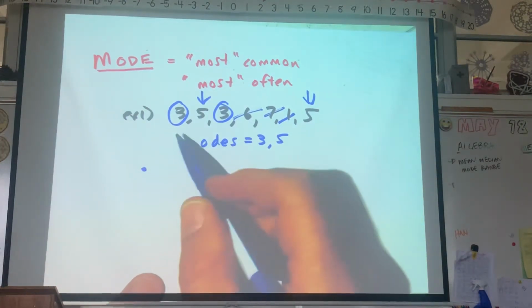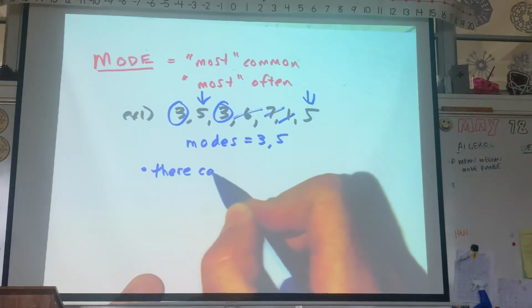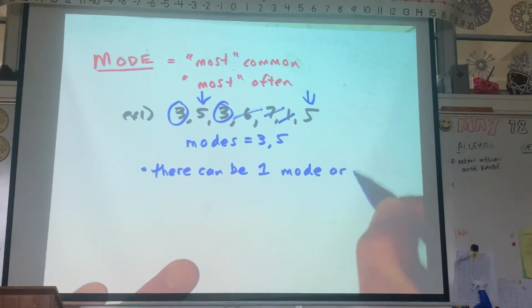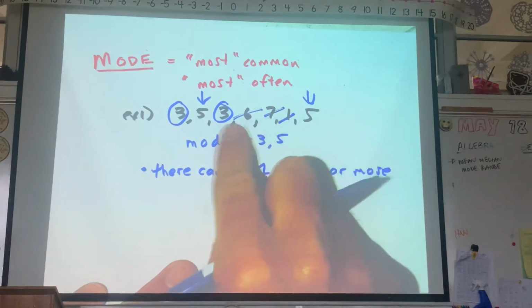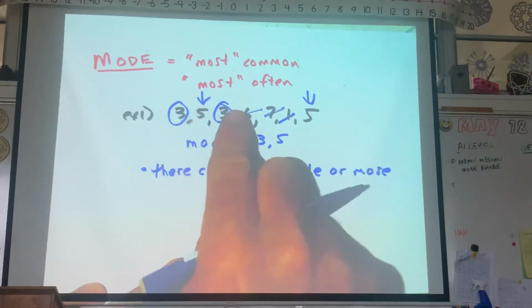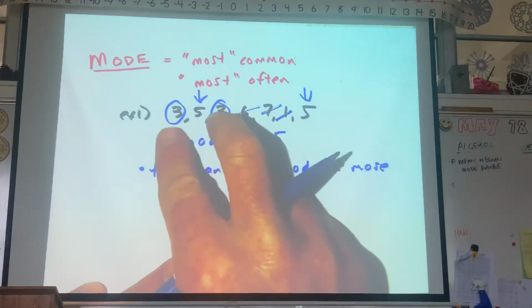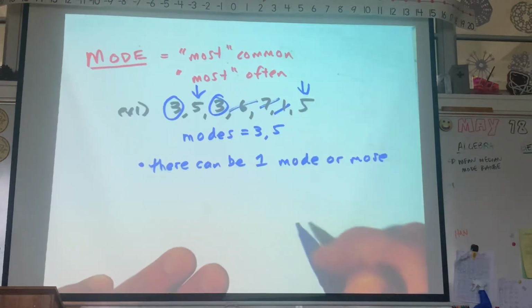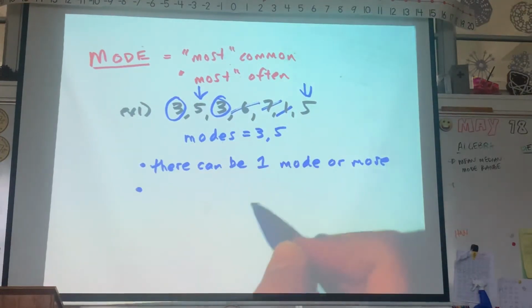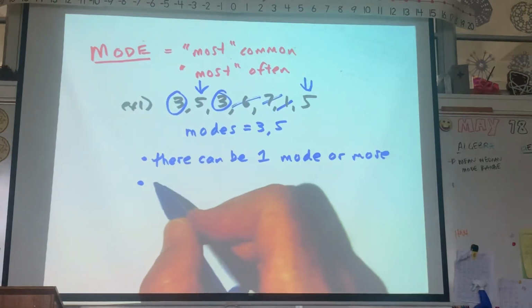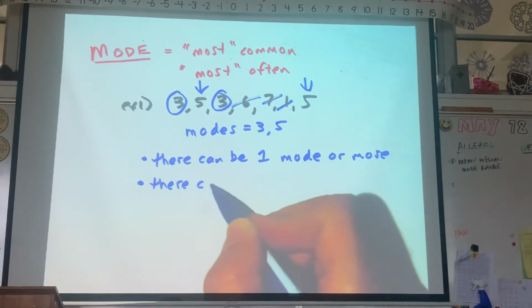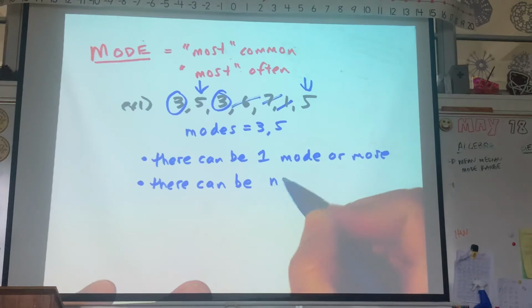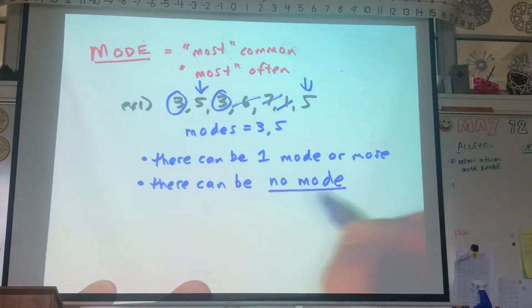Take down this information. There can be 1 mode or more. If there were 4 3s in here, the mode would be 3. If there were 2 3s, 2 5s, and 2 1s, there would be 3 modes. It'd be 3, 5, and 1. Okay? If there's not a repeat in any list of numbers, you just write no mode. There can be no mode.